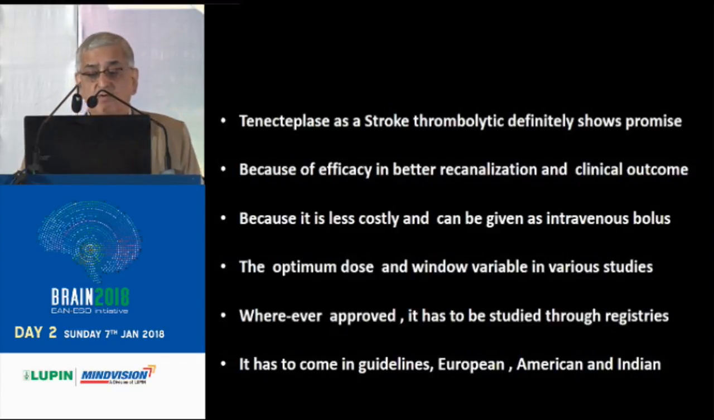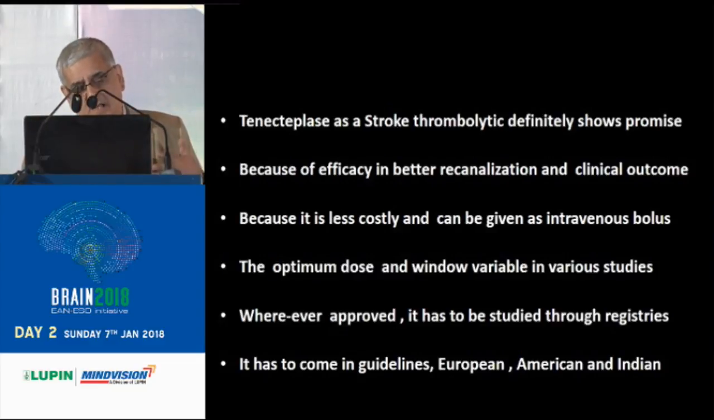But the optimum dose and the window is variable in the various studies. You know, the Indian DCGI has approved it, but it has approved it for 0.2 milligram per kg body weight. Whereas in the European study, they have given 0.4 milligram per kg body weight. So we are not sure about the dose. Similarly, in the European study, the window is 4.5 hours, whereas in India, the DCGI has given only a window up to 3 hours. So this confusion and uncertainty is there.